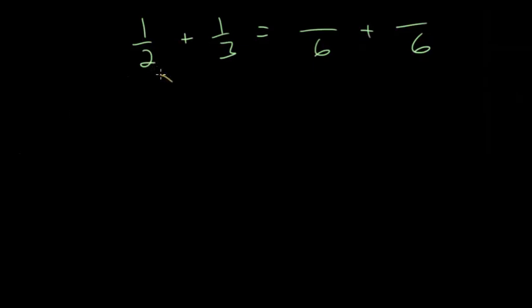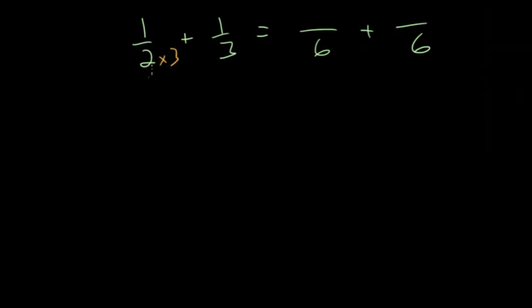So you want to think, what did you multiply 2 by to get to 6? And we multiplied that by 3. But you can't just multiply the denominator by 3, or else you're going to change the fraction. This would change it to 1/6, and 1/6 and 1/2 are definitely not equal to each other.